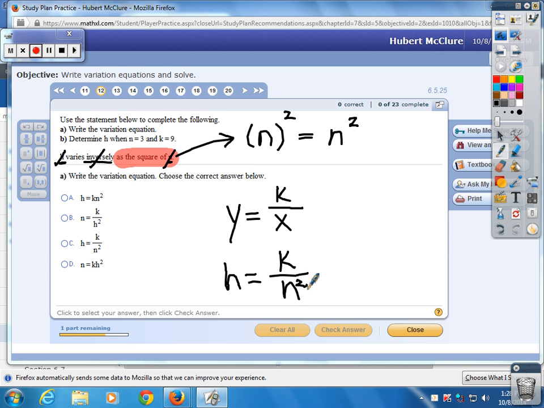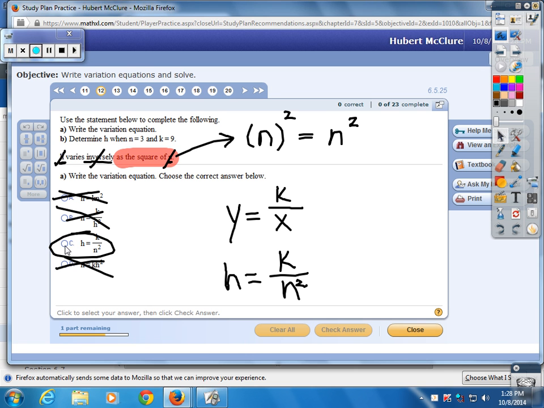And that is one of these guys. Well, it's not this guy because that's not inverse, because inverse is dividing. So it's only one of these two guys. Which one is it? Yeah, it looks like C. So that's that. So we answer that question, and then we go on to the next question, which is plugging and chugging.